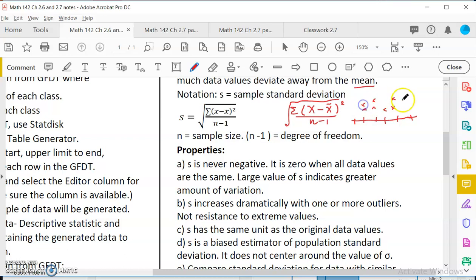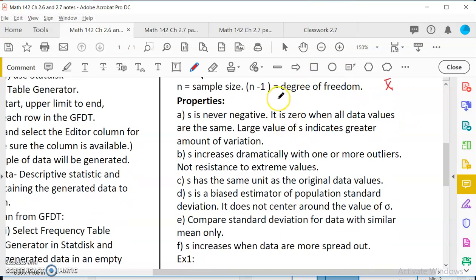And then this is the mean. Say for example, this is the mean. Okay, this is x bar. So what we're doing is measuring how far each one is from the mean. Okay, this is 1 away from the mean, this is 1 away, this is 2 away, this is 3 away. You square the distance, you add them together, and you divide it by the number of data minus 1, and you take the square root. So what is the property of this number?